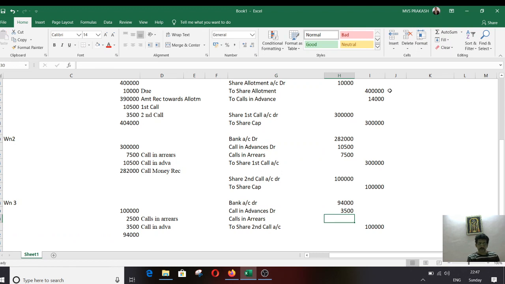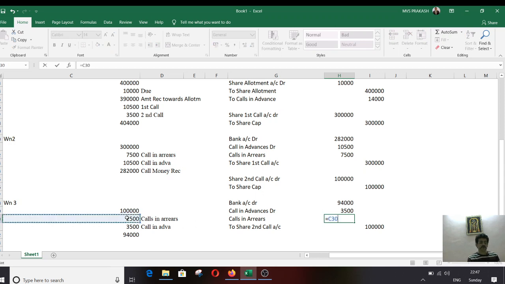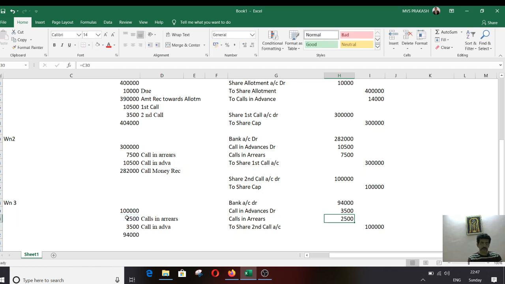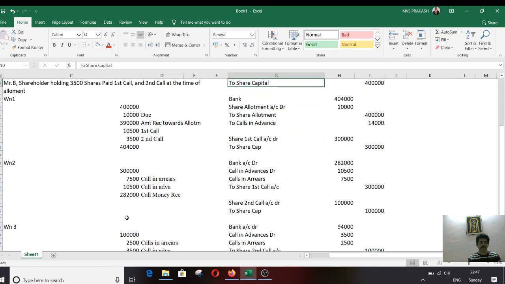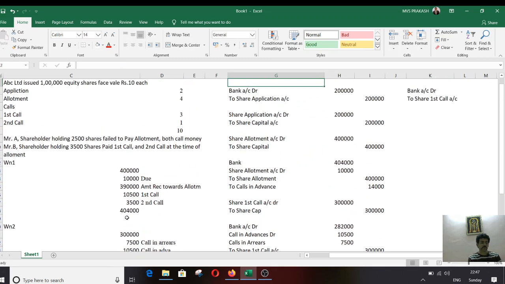Now if you observe, calls in advance originally was 14,000. You had reduced it with 10,500, and now you have reduced it with 3,500. So what is the total? 14,000. Calls in advance becomes 0. So ultimately you are supposed to receive 2,500 shares into 1 rupee, which you have not received, and that you are transferring to calls in arrears. So thereby the amount is this. These are the entries which you are supposed to pass in the present problem.